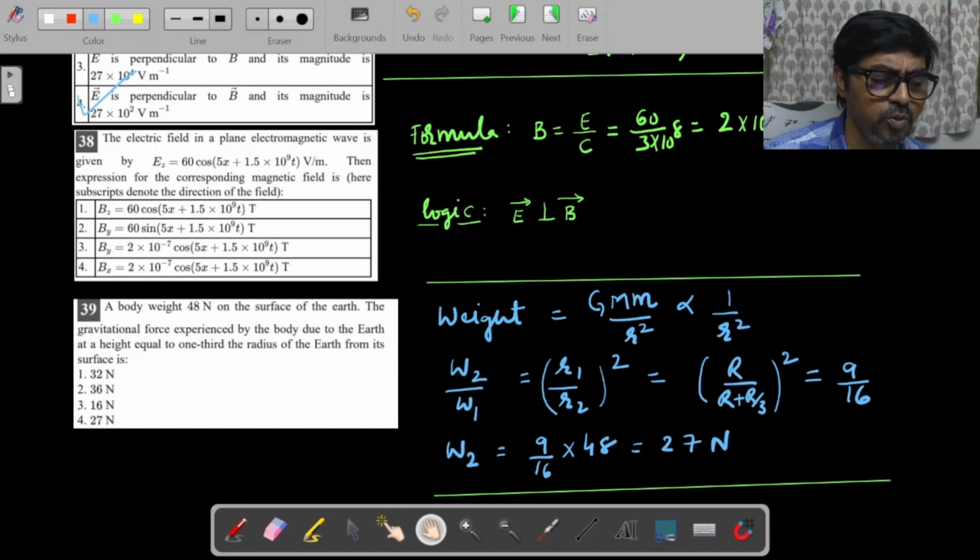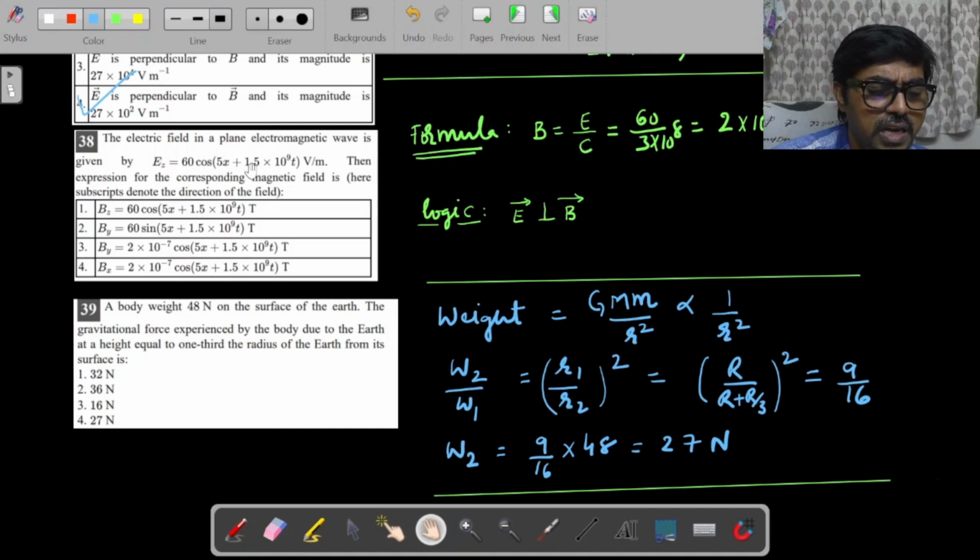So first and foremost they must have the same phase, alright. That means whatever is in cos function it has to be the same, 5x, 5x, 5x everywhere, 1.5 into 10 power 9, 1.5 into 10 power 9 everywhere. So phase is the same, you cannot eliminate the options just based on the phase there. And magnitude of B has to be E by C, E equal to BC is a general formula you should know. E they had given 60, so C we assume it to be 3 into 10 power 8 meter per second and we can actually check it.